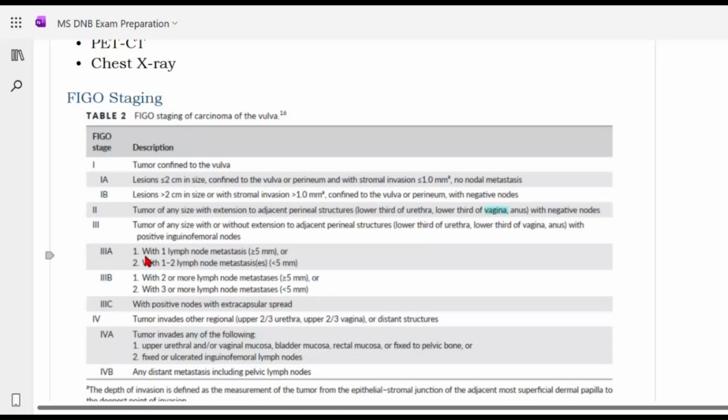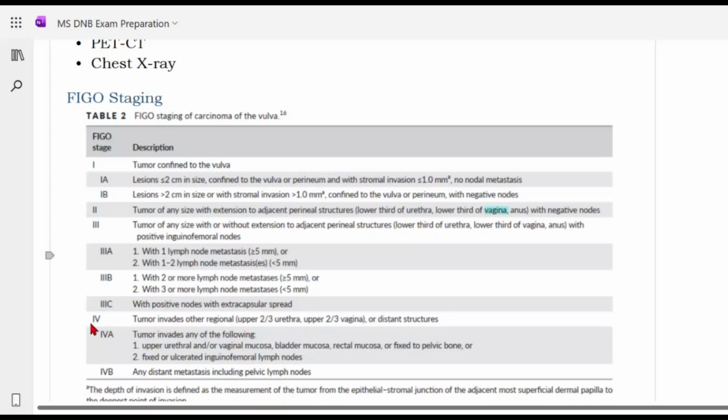So when we are talking about the nodal disease, you have to look into size, number of the lymph nodes, and the extracapsular spread. If there is extracapsular spread, directly it goes to the stage 3C. If there is only a single lymph node, then it will be 3A. Then you see what is the size. If it is single, more than 5 millimeter, it is 3A. If there are two lymph nodes but less than 5 millimeter, then also it is 3A. Okay, if there are two or more lymph nodes, the size more than 5 millimeter, it is 3B. With 3 or more lymph nodes less than 5 millimeter, it will be 3B. Okay, so this is the subclassification of the stage 3.